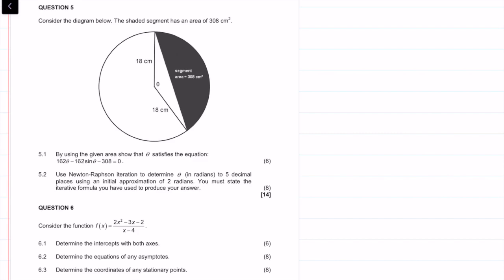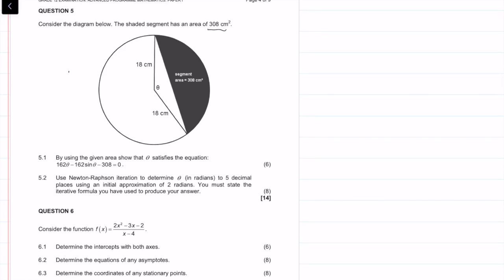This is the paper 1 exam. So this question is basically on area and segments. So let's get into the question. Okay, so it says consider the diagram below. The shaded region has an area of 308 centimeters squared. By using the given area, show that theta satisfies the equation 162 theta minus 162 sine theta minus 308 equals 0.